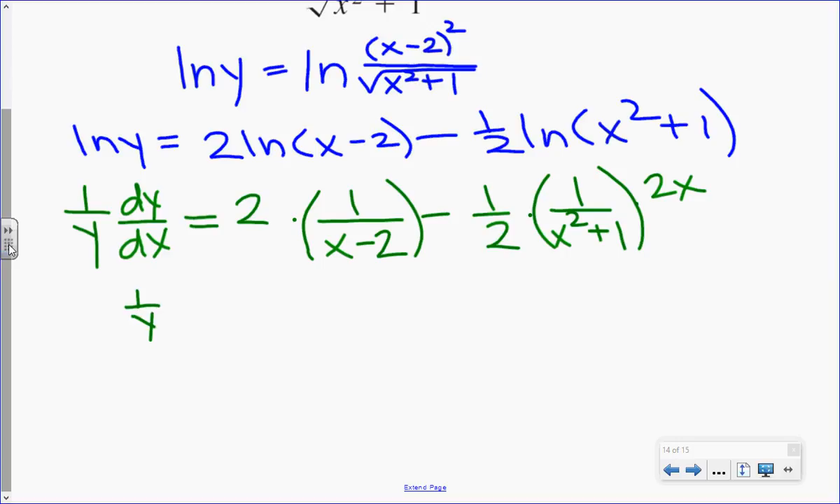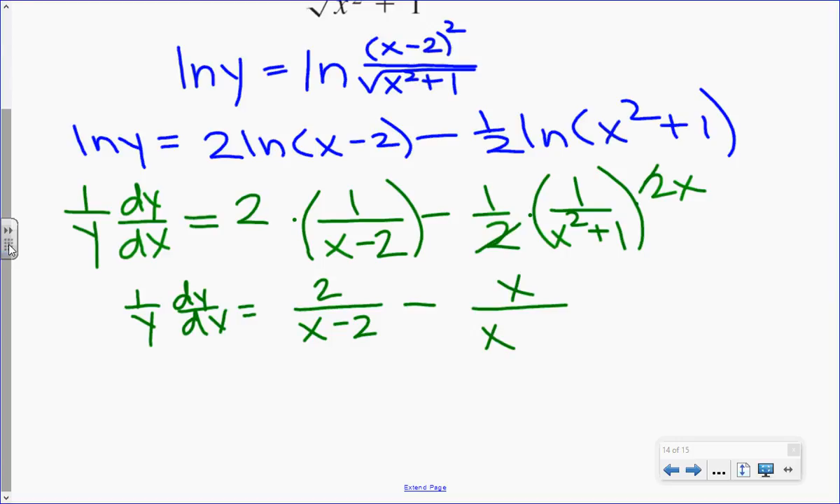So I'm just going to make this look a little prettier. Okay, we have 2 over x minus 2 minus, these two can cancel, and we have x over x squared plus 1. Now, did this problem start off as an implicit problem? It did not, which means I do not want your answer to be an implicit derivative.